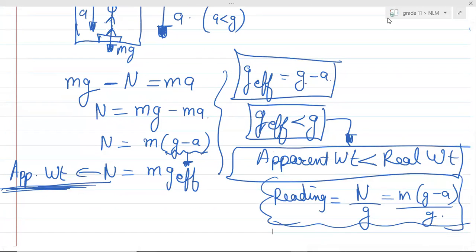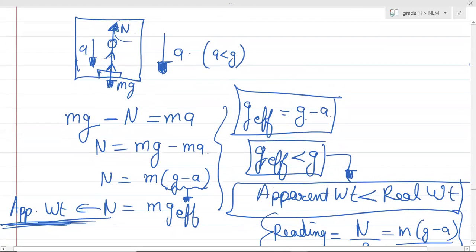mg minus ma is equal to N. So N is mg plus ma, right? No. Always remember this ma will always come at the end on the right hand side. Whatever forces are acting, you write those forces, and ma is of the full body.